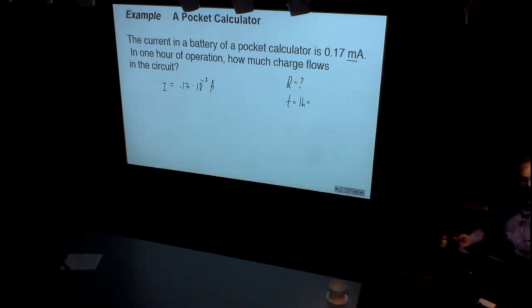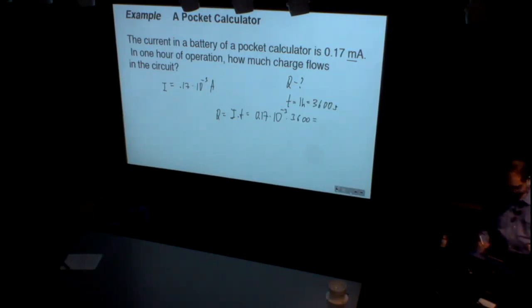However, the only tricky part is we cannot use hours or minutes, because according to a definition of a unit of amp, it has to be a coulomb over a second. So first we just have to convert time into seconds. And now Q will be equal to current times time. 0.17 times 10 to the negative 3 times 3600. That will be the charge.